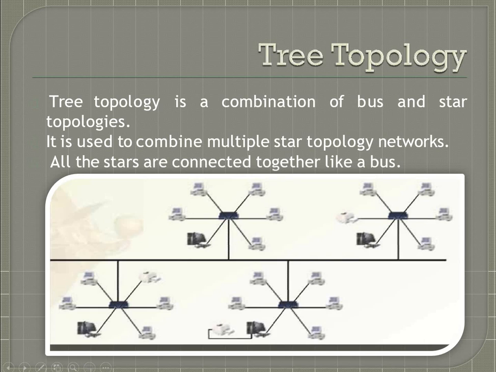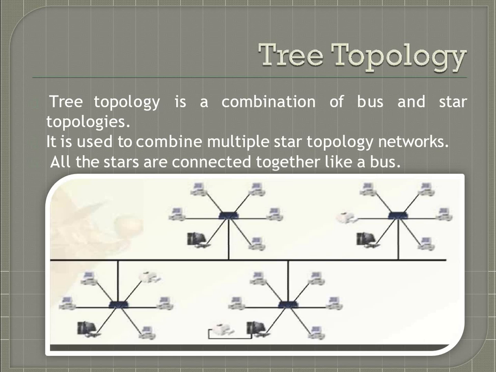These are the advantages. Okay, and disadvantages. As multiple segments are connected to a central bus, the network depends heavily on the bus. If it fails, it affects the entire network. So everything depends on this central bus. Even though there are different stars, everything is connected to a central bus. If this fails, the entire network fails.